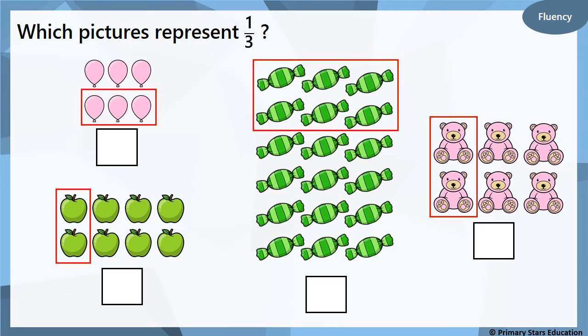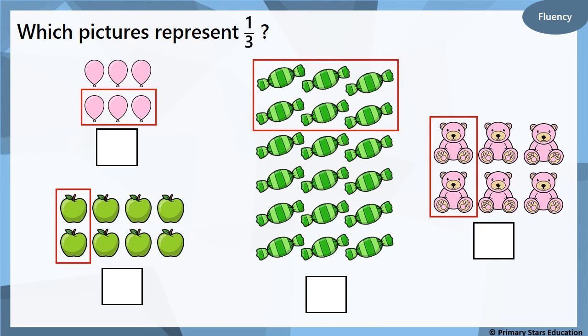Have a look at these pictures. Can you see which of those are showing a third and which ones are not? Hopefully you've spotted that the first picture of the balloons is actually showing a half. There are 6 in total. 3 of them have been circled and 3 of them have not. That's 2 equal parts, so that's a half.